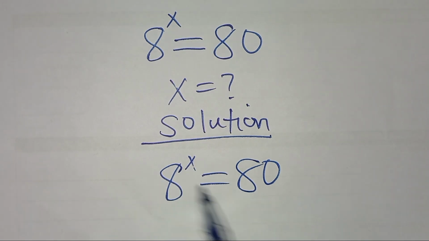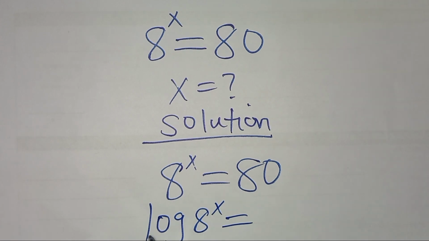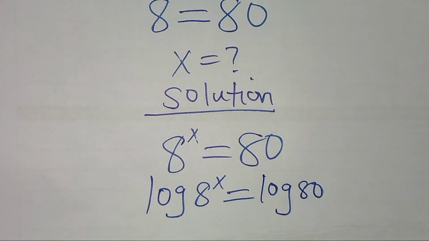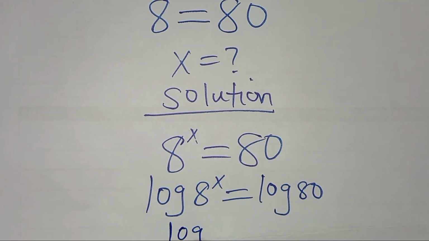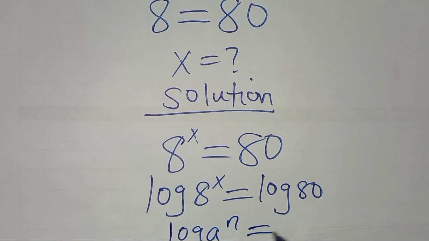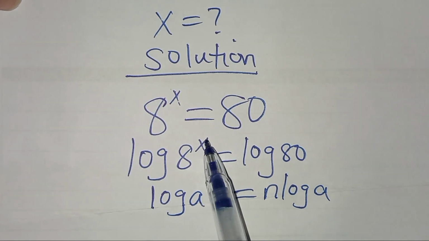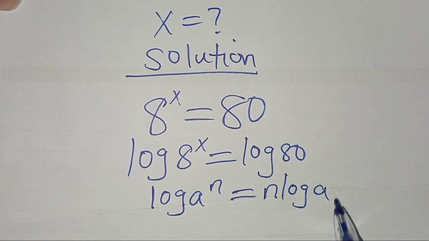To solve for the value of x here, we introduce the natural logarithm on both sides. So you have log 8 to the power x is equal to log 80. Now you find that log 8 to the power x is in the form of log a to the power n, which you can express as n log a.